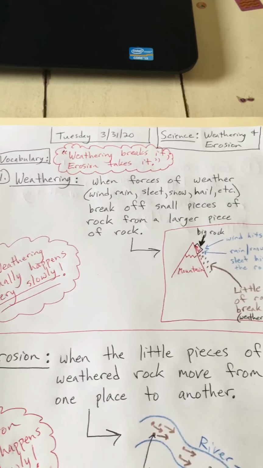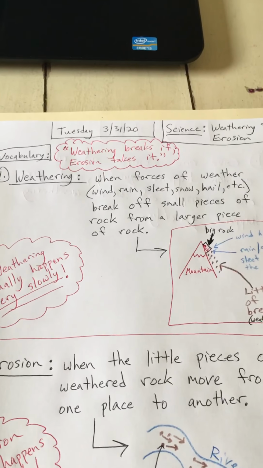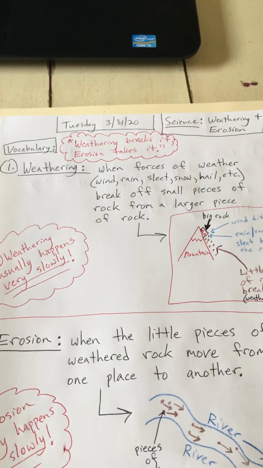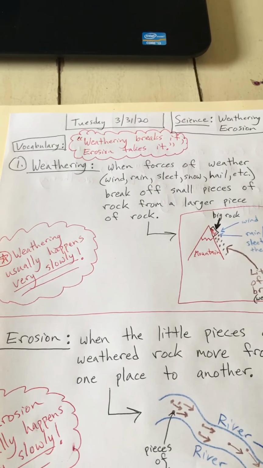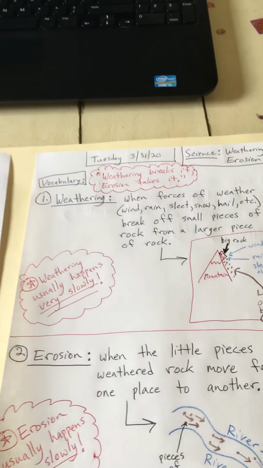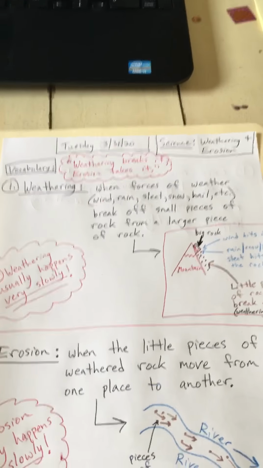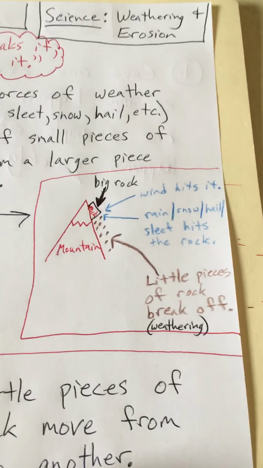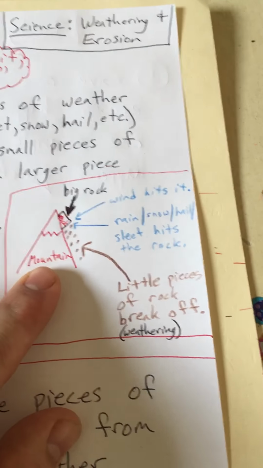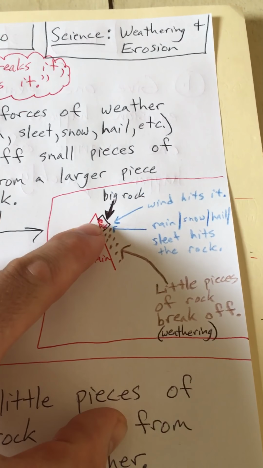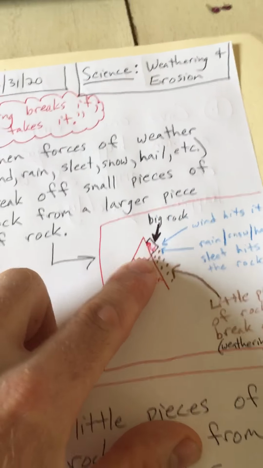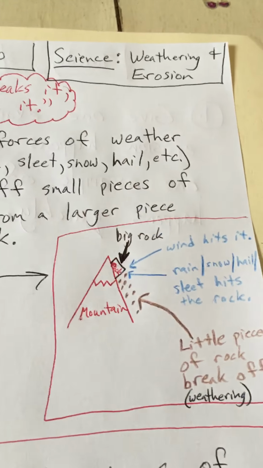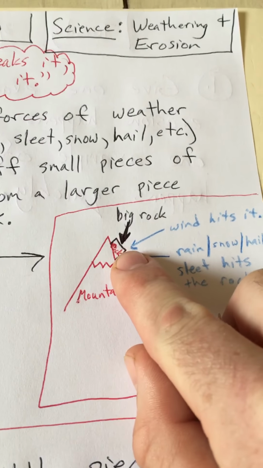It says, when forces of weather, such as wind, rain, sleet, snow, hail, etc., break off small pieces of rock from a larger piece of rock. Okay, so weathering is basically when the weather breaks little pieces of rock off of bigger pieces of rock. Okay, so here's my little drawing. There's a mountain, and there's a big rock on the mountain that says rock. Okay, so when wind hits it, the wind is blowing against the mountain, it's hitting against this big rock here.